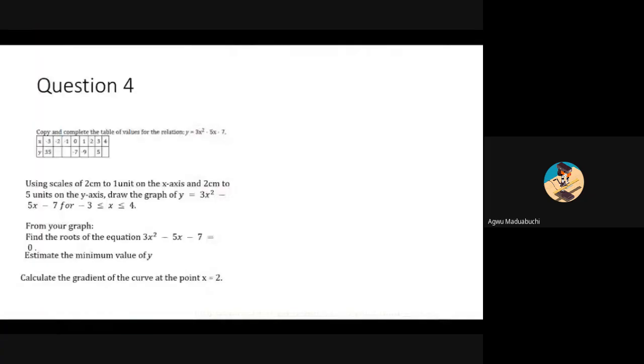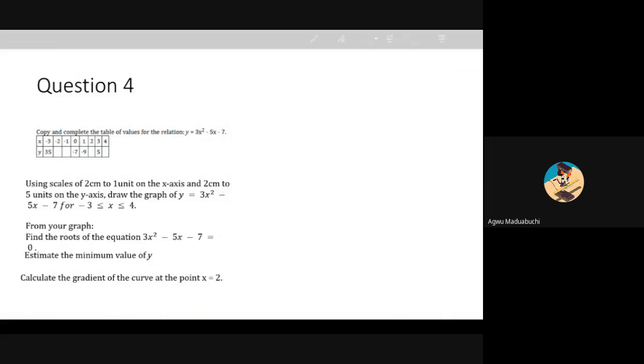So then the B part of that question says estimate the minimum value of y. Remember yesterday, like we said, for the graph, since it's a U-shaped graph, they have to talk about minimum value. Minimum value is that lowest value of your graph. So once you have a U-shaped graph, at the turning point, you get the minimum value. You trace out the y value. So minimum value is always the y value.